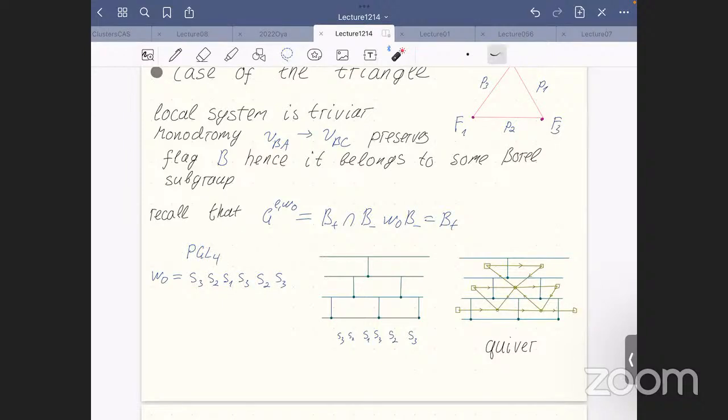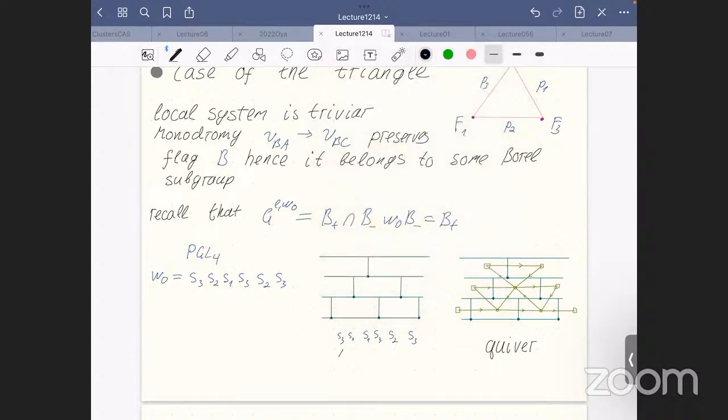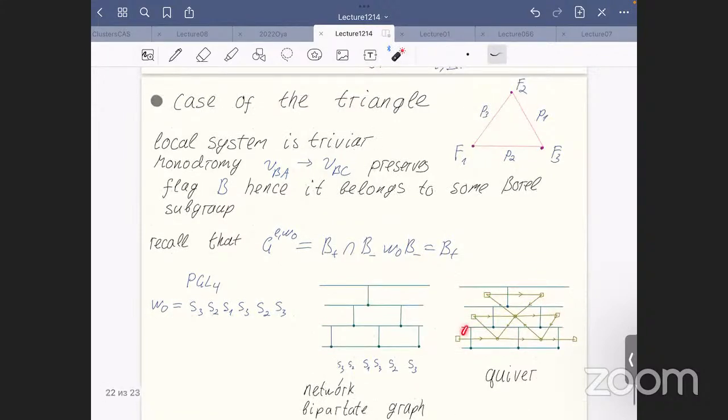Here is the corresponding network, or if you prefer, bipartite graph. And here is the corresponding quiver, which has this form of triangle. So it is maybe natural to put this quiver inside this triangle here.